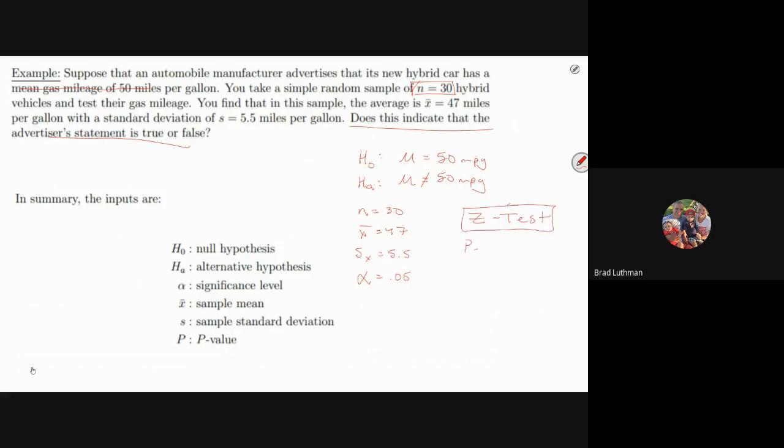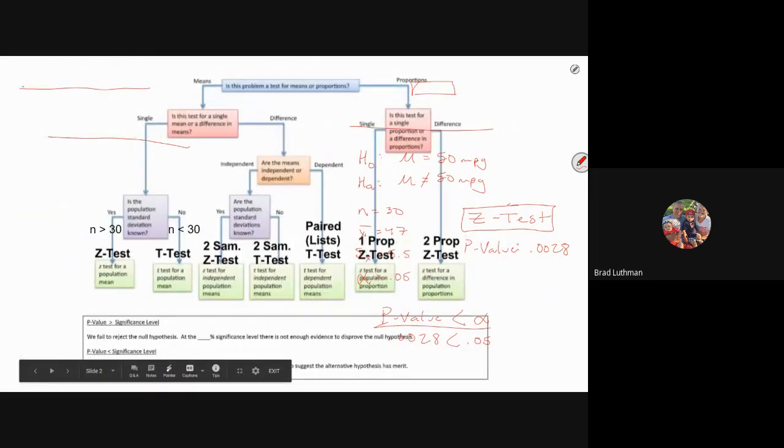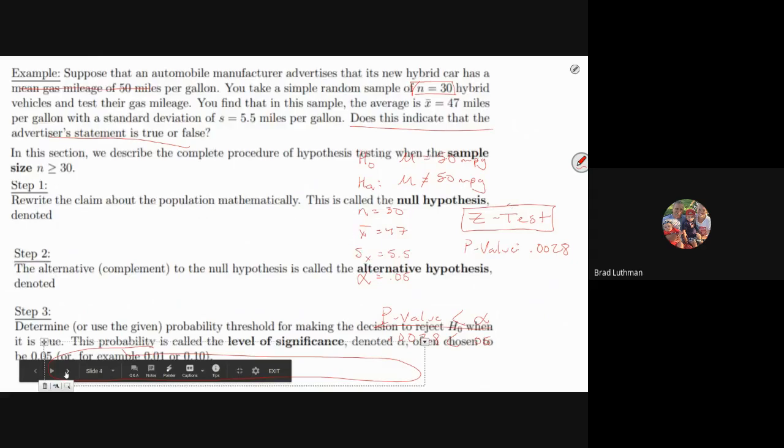And then from there, I'm going to go ahead and record my p-value by going to my calculator just like before. Now, we're going to make a p-value statement. You must include this, right? We're going to say the p-value is less than the significance level because 0.0028 is less than 0.05. Let me take you back a few slides so you can reference this. If the p-value is less, then we reject the null hypothesis at the significance level.